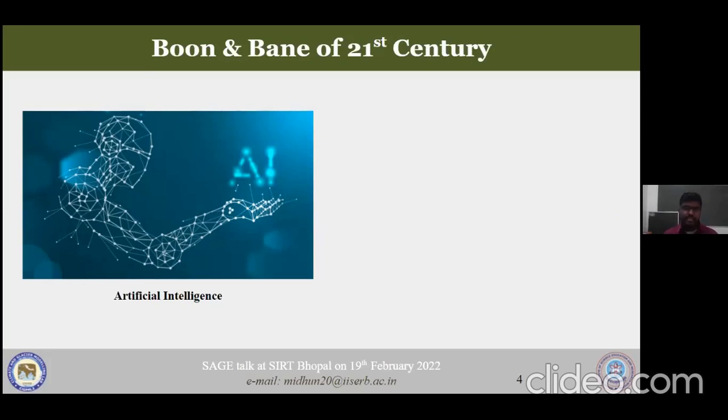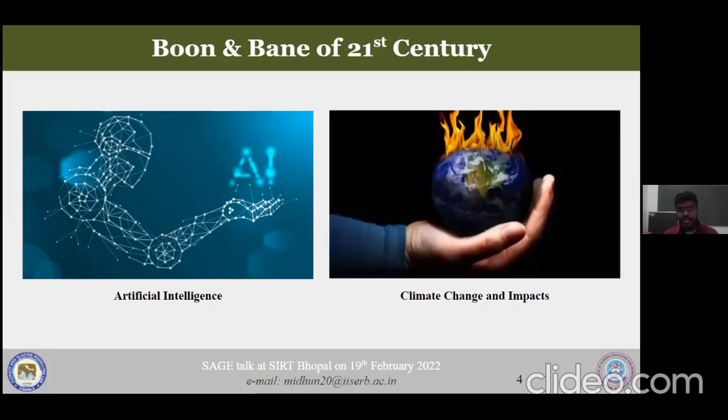Among those, artificial intelligence is the one to be highlighted. On the other hand, we have a burning earth to care about. Right? So on one hand, we are at the peak of technological advances, and on the other hand, we have some issues to be concerned about.